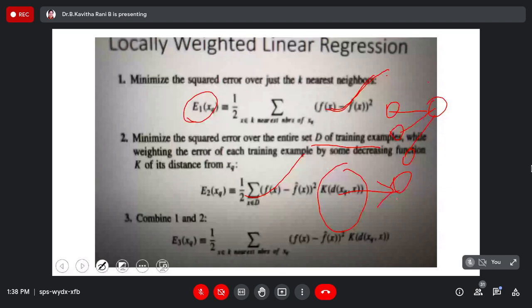So this approach requires computation that grows linearly with the number of training examples. K nearest neighbors also increases lots of computation. So lots of computation has to be done in nearest neighbor.